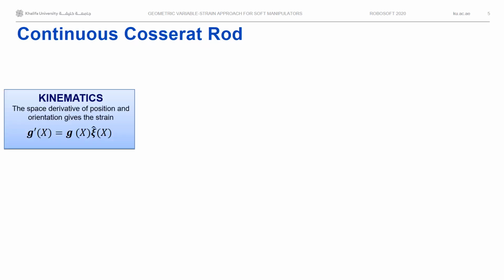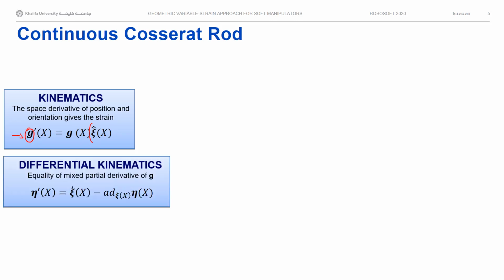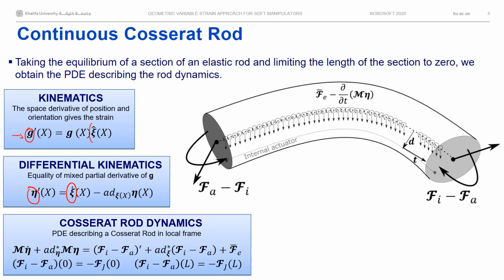Our geometric strain approach is based on the continuous Cosserat theory that we recall briefly here. The continuous kinematics relate the configuration of every cross-section with the strain. The continuous compatibility equation relates the twist velocity of the cross-section with the strain again. While taking the equilibrium of a section of an elastic rod and limiting the length of the section to 0, we obtain the partial differential equations describing the rod dynamics that are expressed here.